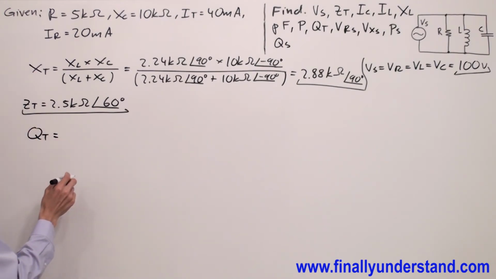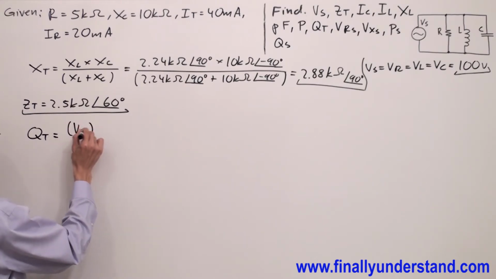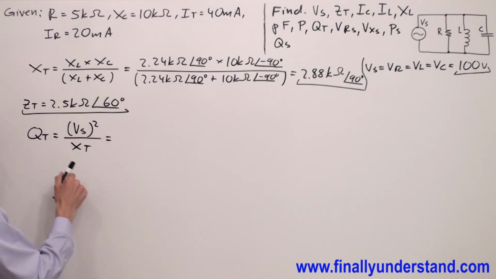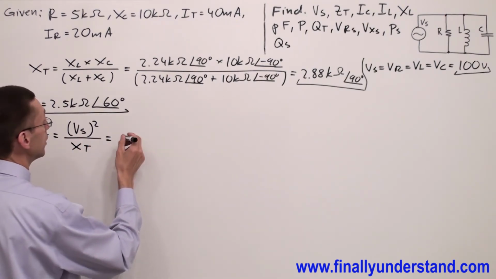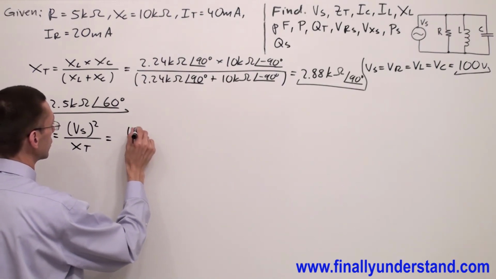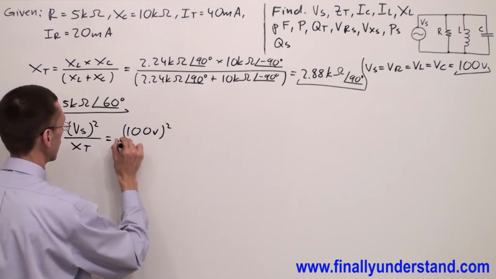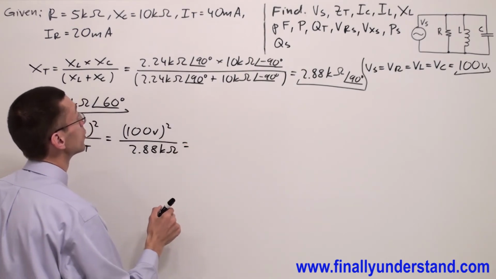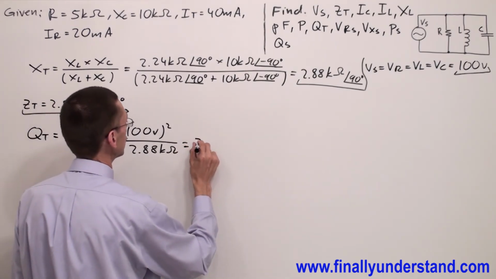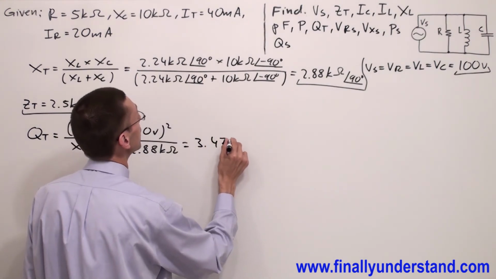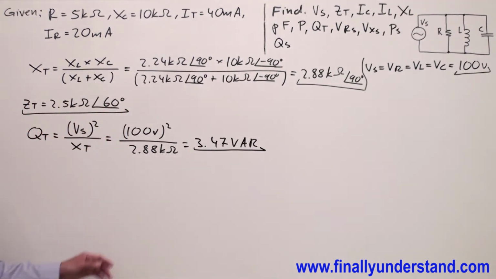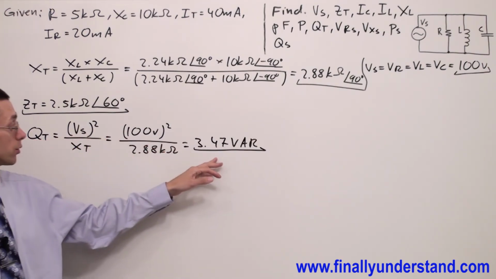Q total is equal to voltage source raised to the second power over XT. So I have voltage source raised to the second power, so this is going to be 100 volts raised to the second power over XT, 2.88 kiloohms, is equal to 3.47 VAR, volt ampere reactive. And this is the total reactive power in my parallel circuit.